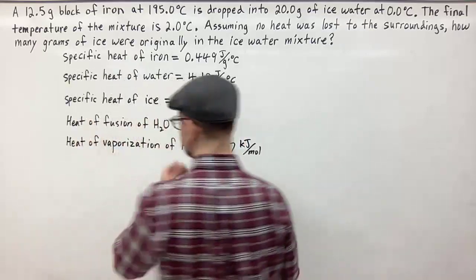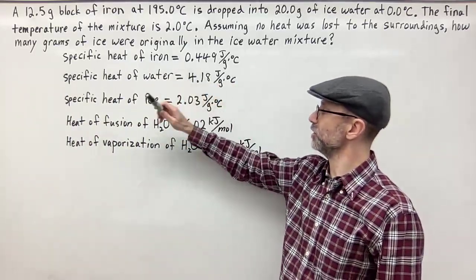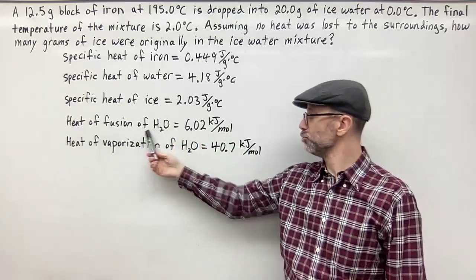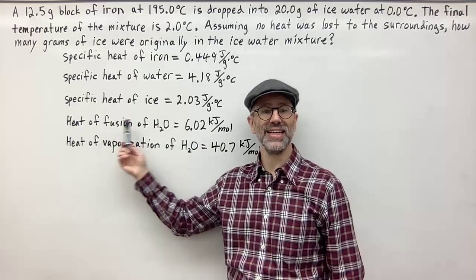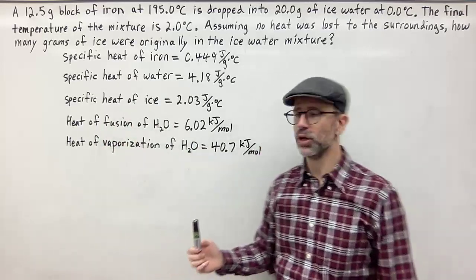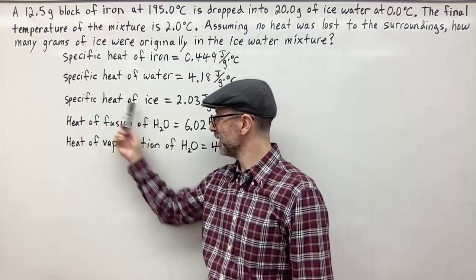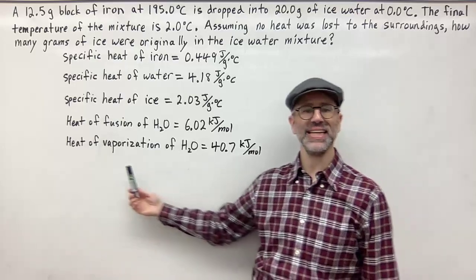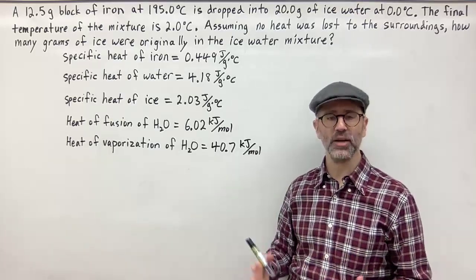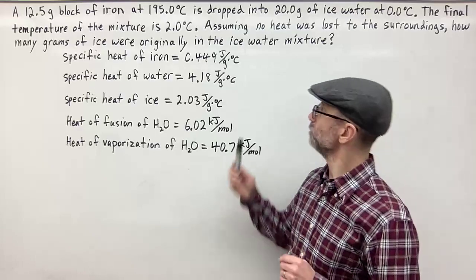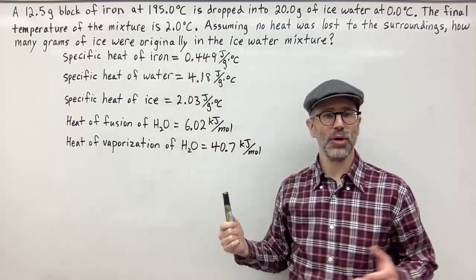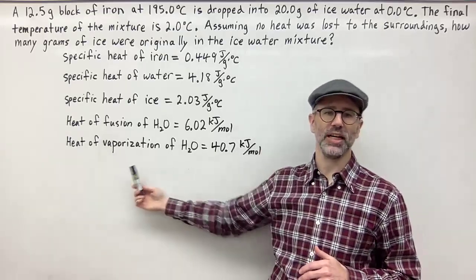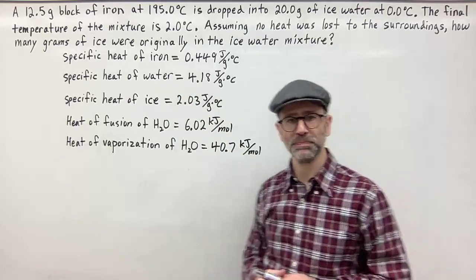They're giving us all this information here. They give us the specific heat of iron, specific heat of water, specific heat of ice. They give us the heat of fusion. Fusion is just the heat that's needed for melting. Fusion is just a fancy word for melting. So the heat needed to melt the ice, and the heat of vaporization of water, that's the heat needed to vaporize or evaporate or boil away the water. Since the temperature only gets up to 2.0 degrees and water boils at 100, this is not going to be useful. We're not going to use that, so that's not going to come in. But the rest of it will be useful.